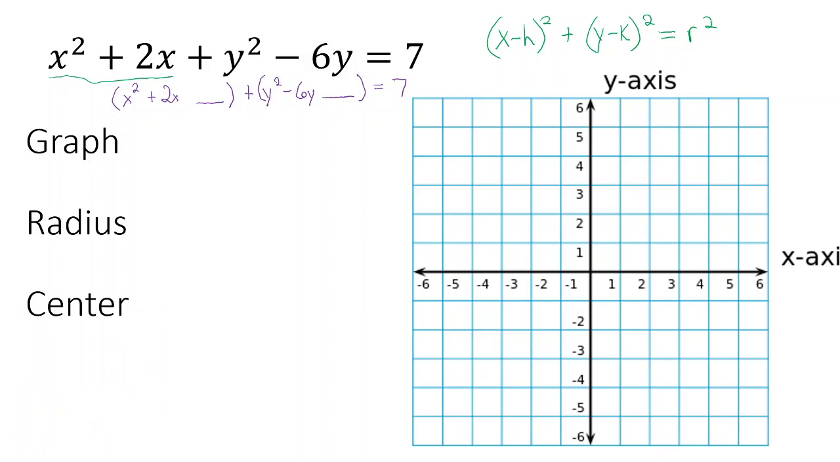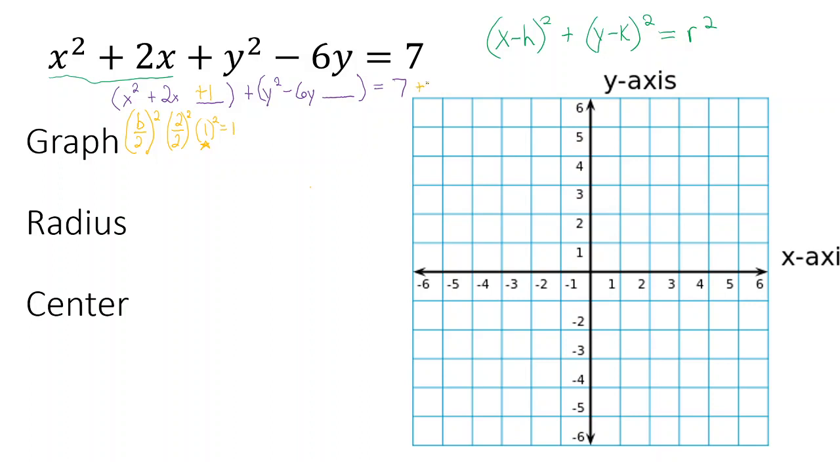With completing the square, if you'll remember, we take our b over 2 value and we square it. So b in this case is 2. We're going to divide that by 2, which is 1. And we're going to square it to get 1. And what I'm going to do is I'm going to add that 1 right there. But whatever I do to the one side, I have to do the other.